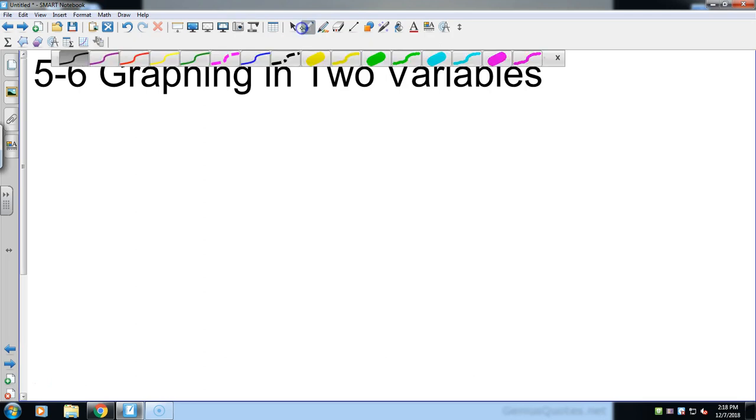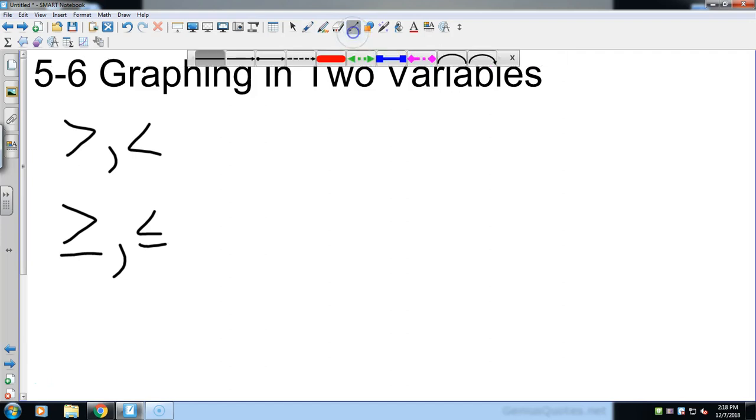First thing, we have our four choices. We have greater than, less than, greater than or equal to, and less than or equal to. Because greater than and less than do not include the value, they are not equal to, they are going to be drawn with a dashed or dotted line, however you look at that.